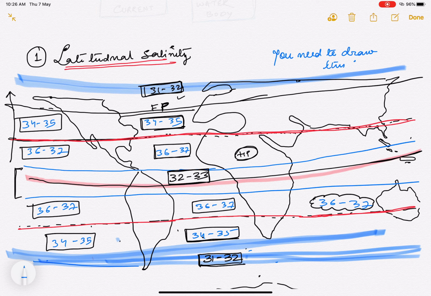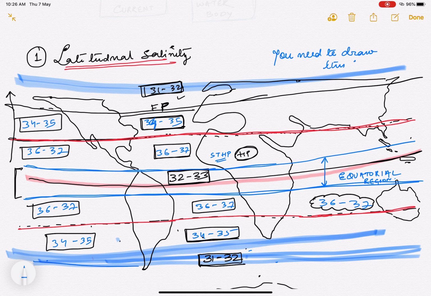Just look into this. First of all, this is your equatorial region. Within this equatorial region, the salinity is 32 to 33 parts per thousand. Now, as we move away from the equatorial region, the salinity increases because of the high pressure, or I would call this the subtropical high pressure zone. Similar cases for the southern hemisphere. Again, as we move towards the subpolar low, we see that the salinity further reduces to 34 to 35.